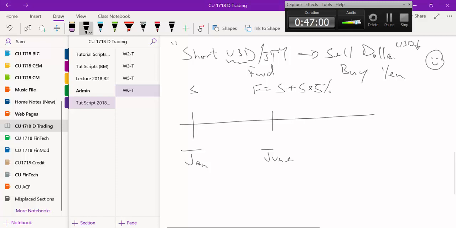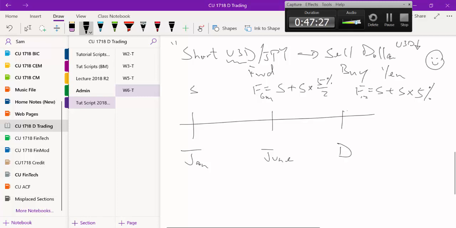That's for 6 months. And I already know that the 12 months should be S plus S times, oh, sorry, this is 2.5%, I beg your pardon. It's 5% divided by 2. This one here is 5%. Okay.